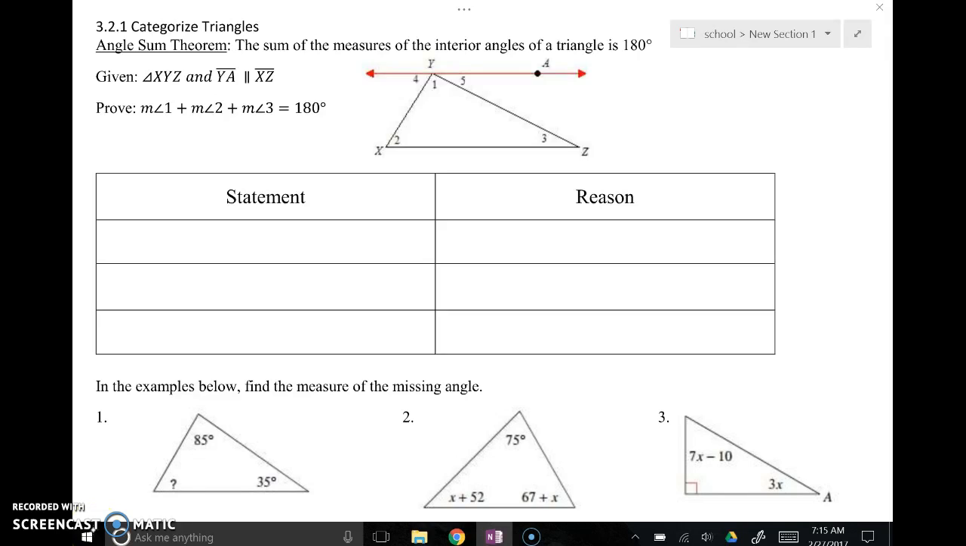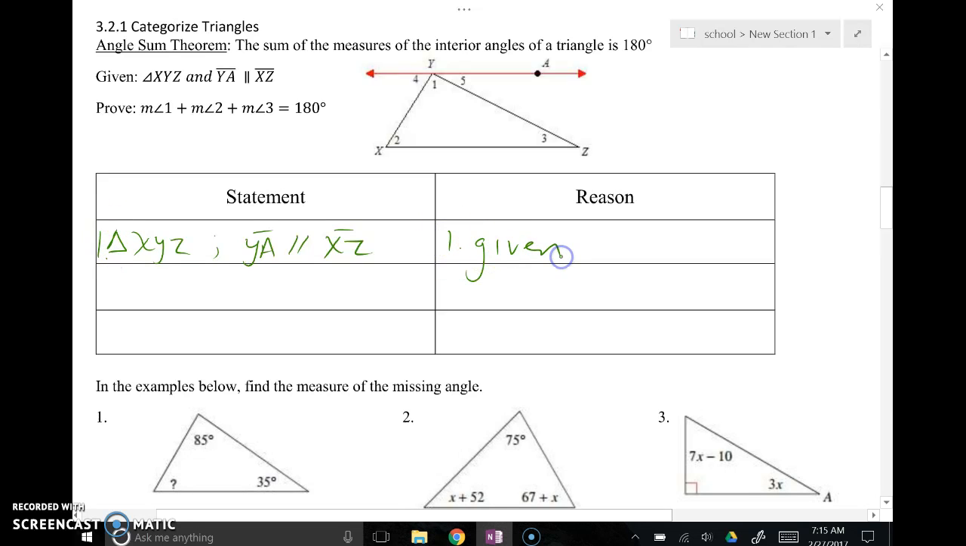Okay, we've talked a little bit about the triangle angle sum theorem, where the sum of the angles has to add up to 180 degrees. We're going to do a quick proof to guarantee that for you. So, given information, this right here is a triangle, so we'll say that that's triangle XYZ, and we'll point out that YA is parallel to XZ, which again is given information.